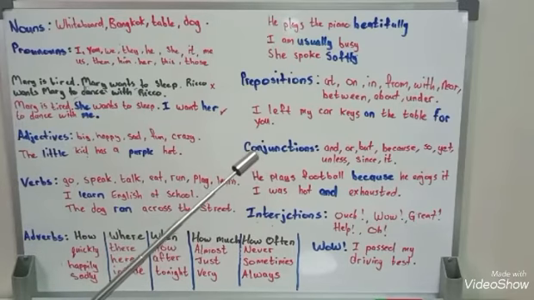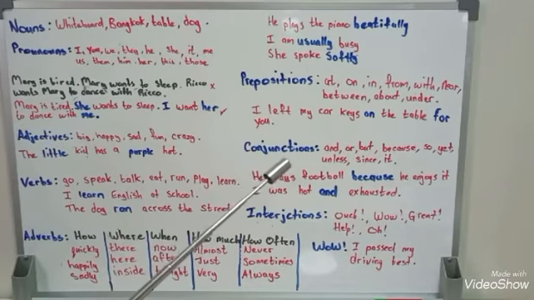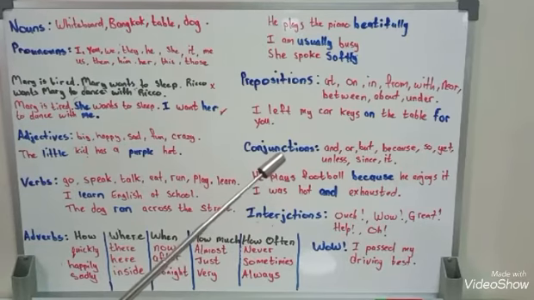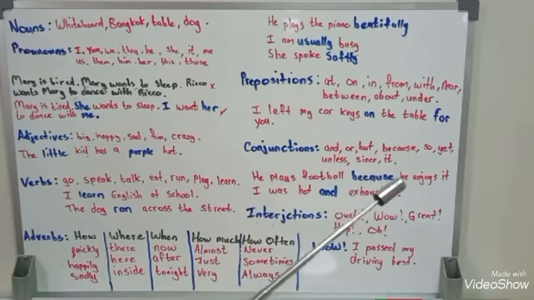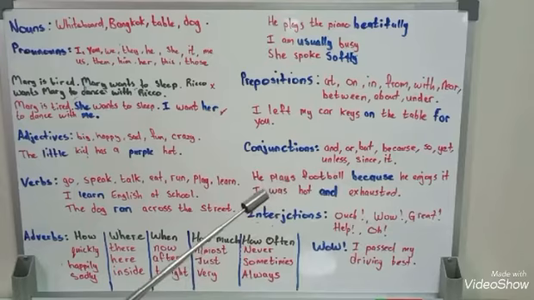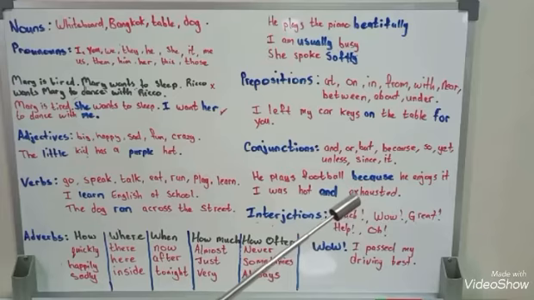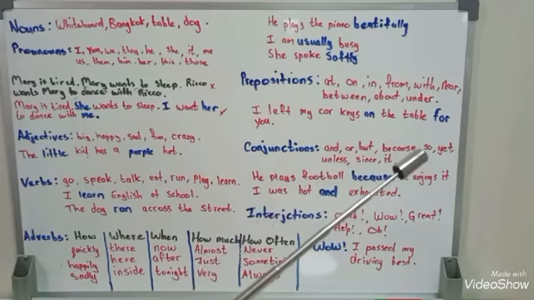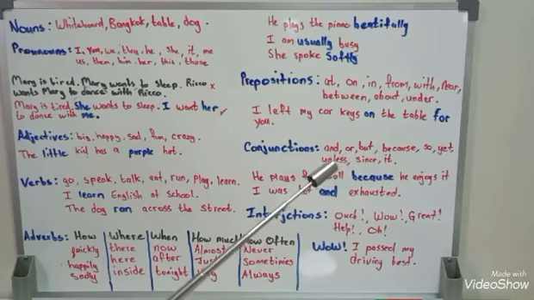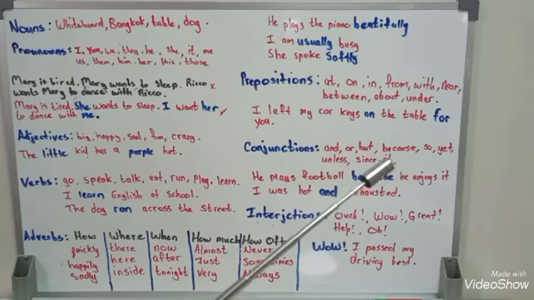Conjunctions. Now, a conjunction is what you call a joining word, as they join sentences together, or they join words together in a sentence. He always plays football because he enjoys it. I was hot and exhausted. So the two conjunctions would be because and and. Other conjunctions are or, but, so, yet, unless, since, and if.